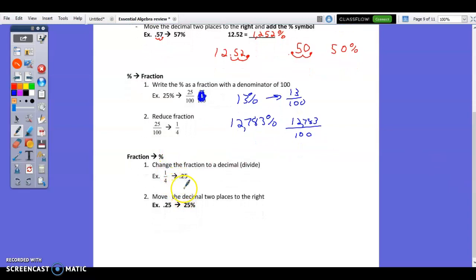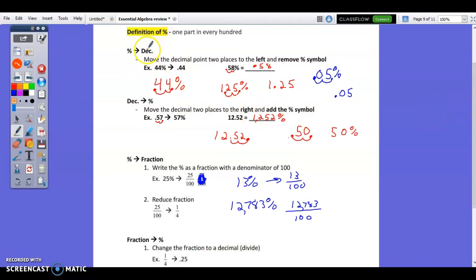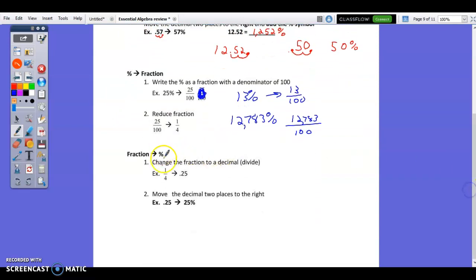All right, so the last part, if I want to go from a fraction to a percentage, the easiest way that I find is to change the fraction to a decimal first, which we've done before. You just divide to get your decimal. And then, just like we did earlier, you move the decimal 2 places to the right. So essentially you're going from a fraction to a decimal, and then a decimal to a percent, which is basically what we did here. All right, so 1/4 would be 0.25, and then 0.25, we move it over twice to get 25%. So let's practice this one.